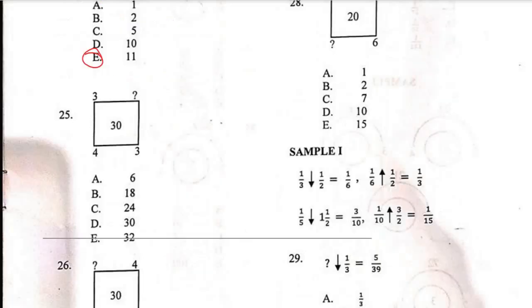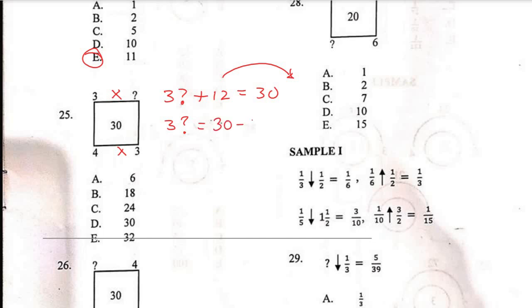Question 25. For question 25, the product of this, 3 times question mark, plus the product of the base number, 4 times 3, 12, must give us 30. Collect like terms, move 12 here. 3 times what is represented by the question mark is equal to 30 minus 12. 3 times the question mark equals what? 18. Now divide both sides by 3 to get the missing number. 3 into 18 is 6. So the missing digit or number is A, which is 6.